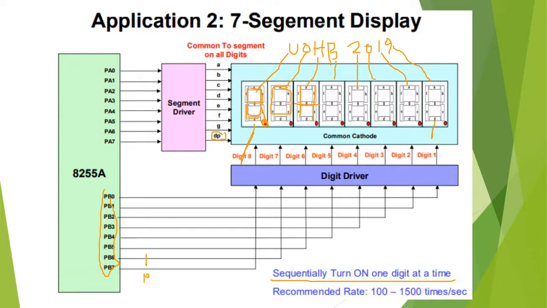So this one is not on at a time, two on. So the next digit is 1 on. Now we'll send the ABCD data for O.